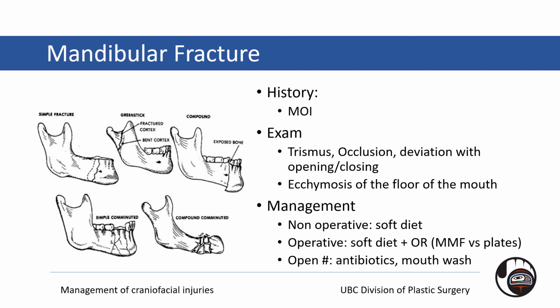Mandibular fractures are common after physical altercations or motor vehicle accidents. On exam, the following should be documented: dentition, pain on palpation and with jaw movements, trismus, occlusion, and deviation of the mandible with opening and closing. Ecchymosis of the floor of the mouth should also be documented and looked for, as it is pathognomonic for a mandible fracture. A CT scan will be able to provide additional information about the fracture pattern.